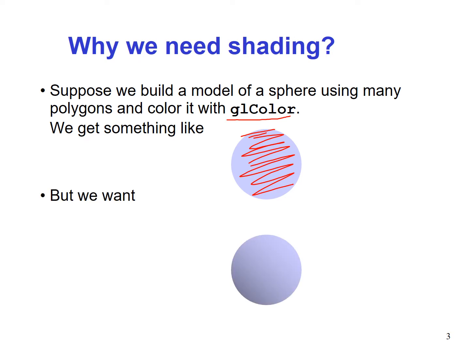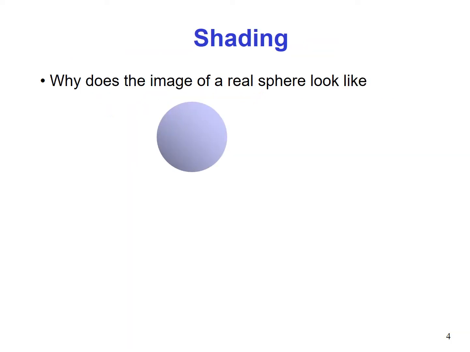But if we render it like this, assuming a light source from here that lights the sphere up, and this part appears brighter than this part, it gives a 3D effect, and we indeed see a sphere in this slide. So why does the image of a real sphere look like this? That's because when we have a light source located on one side of the sphere, we get more reflection of light towards the viewer.